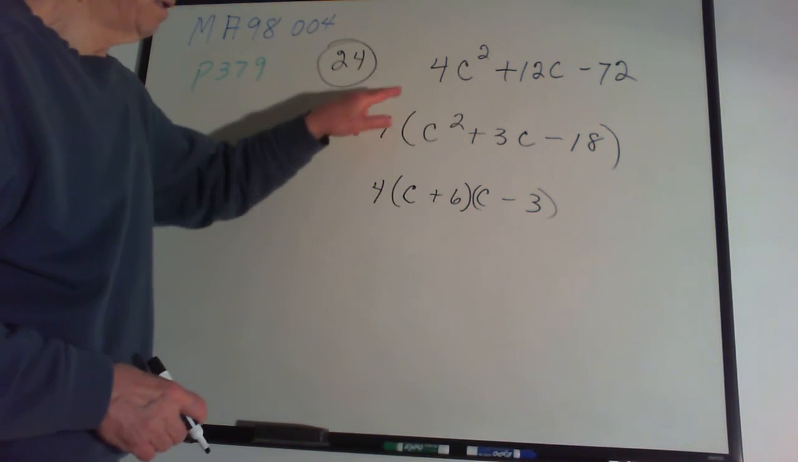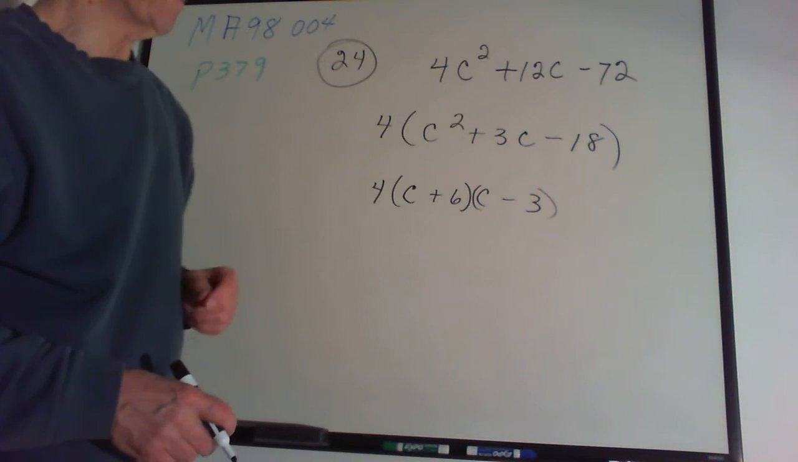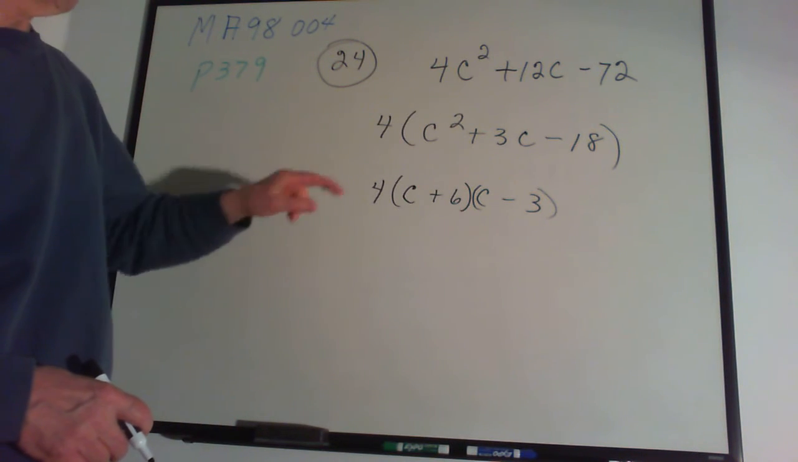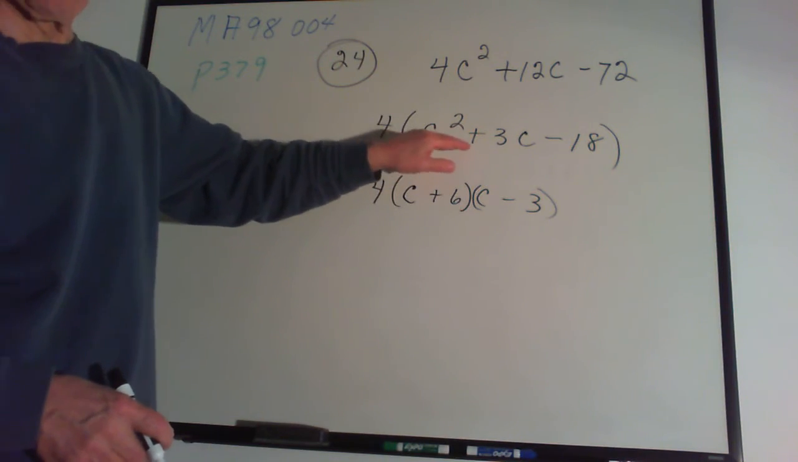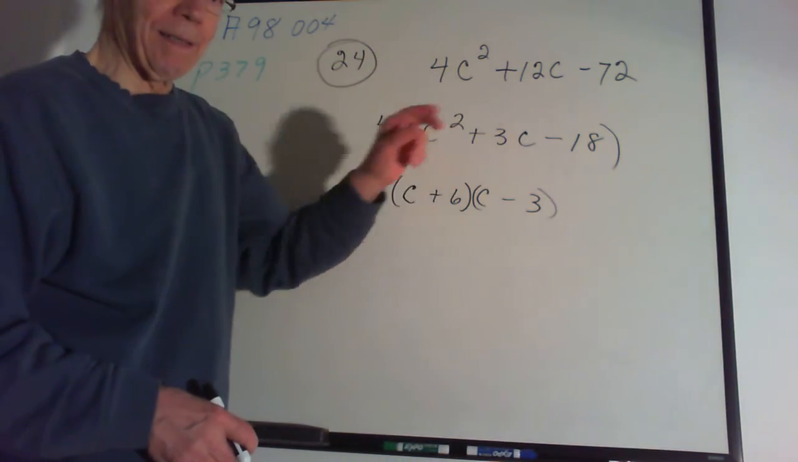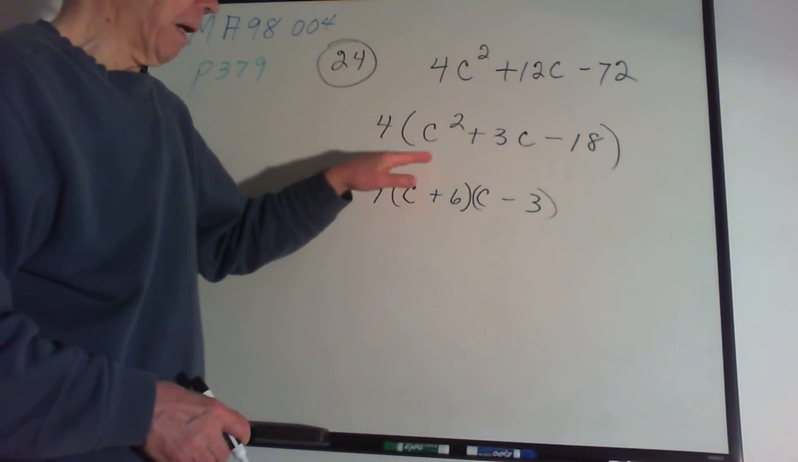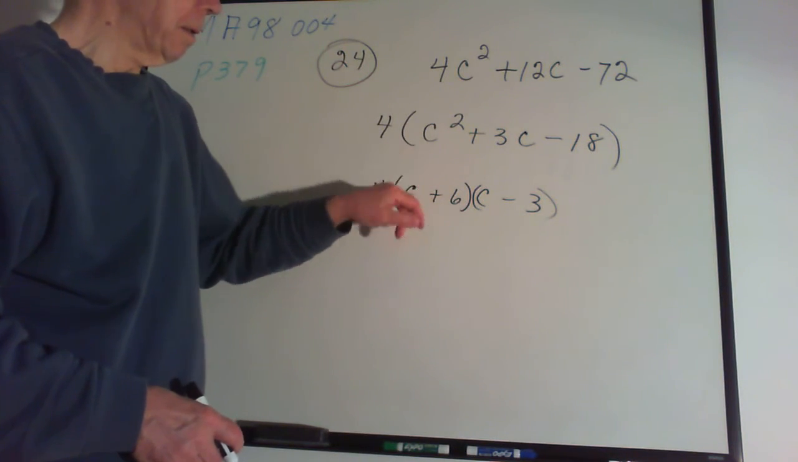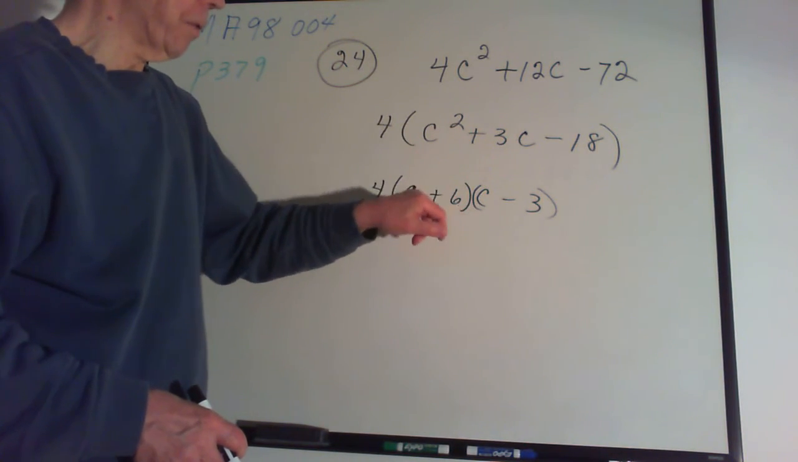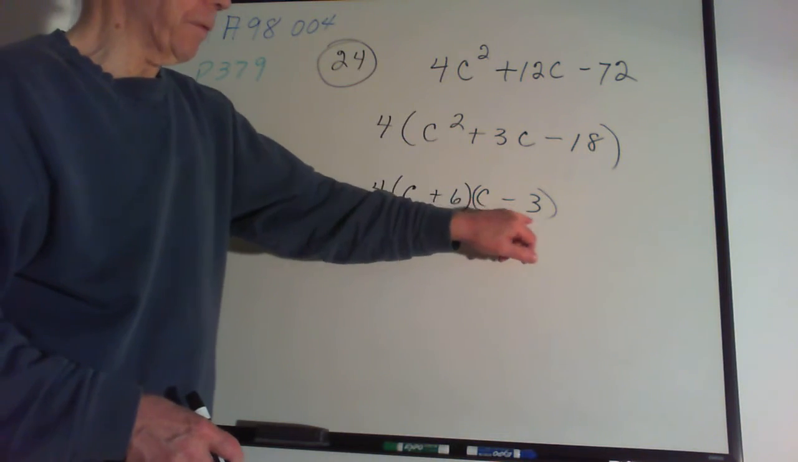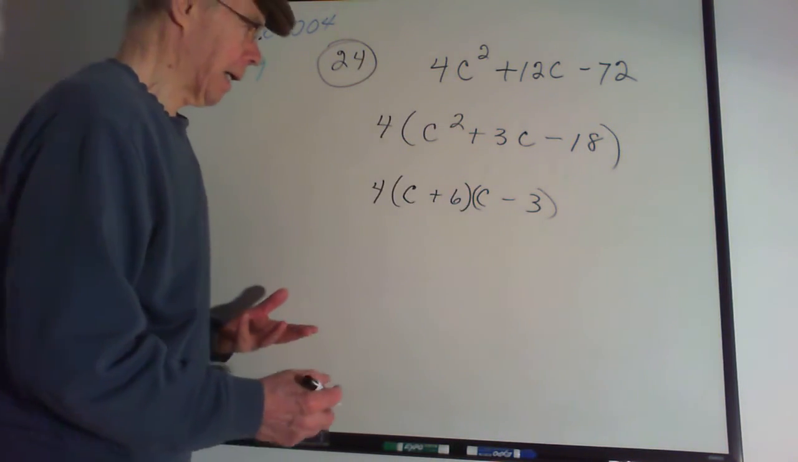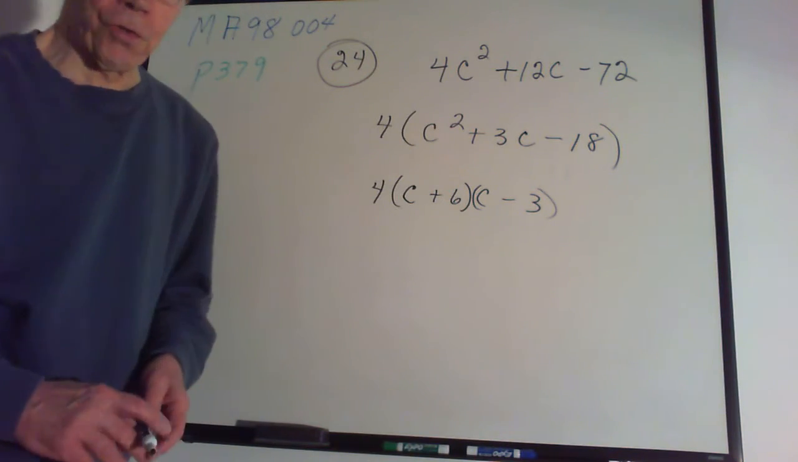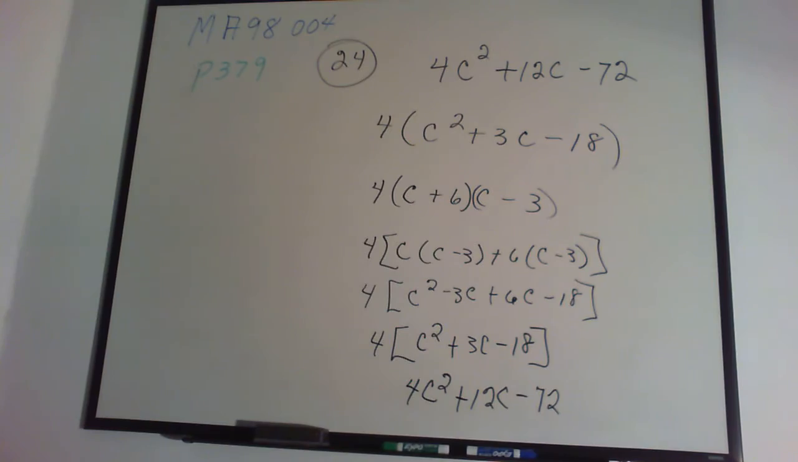All right, notice that each one of the numbers can be divided by 4, so I factor out a 4. I'm left with c squared plus 3c minus 18. I can break it up. C times c will give me c squared. 6 times negative 3 gives me negative 18. If I multiply it back out, give that a try, pause the video, try.